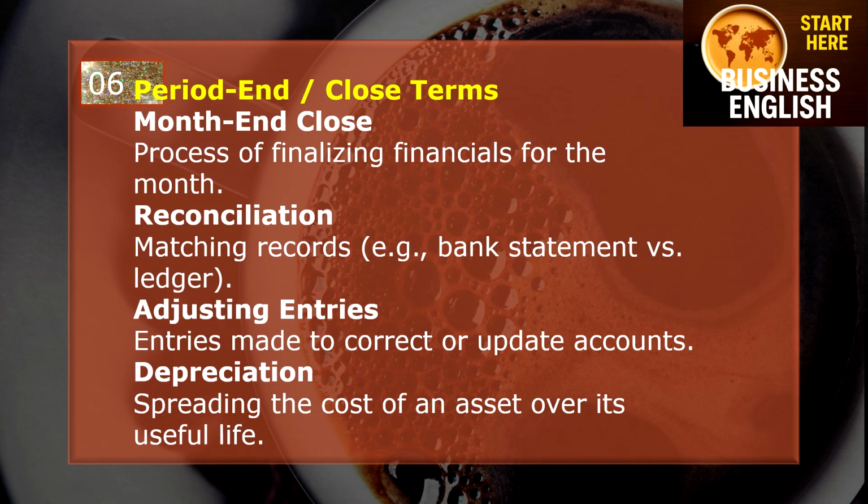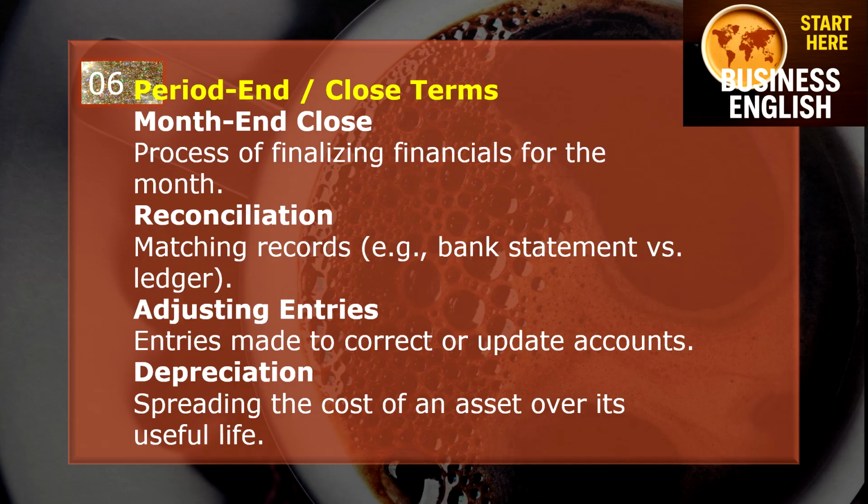Period end close terms. Month end close: process of finalizing financials for the month. Reconciliation: matching records, for example, bank statement versus ledger.